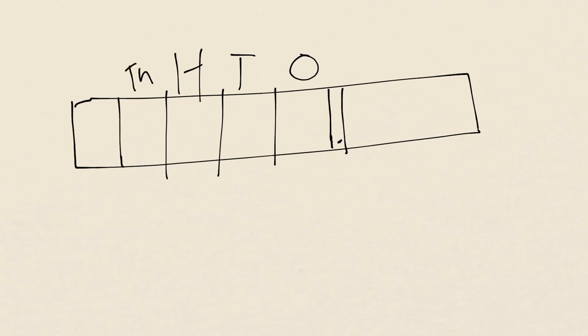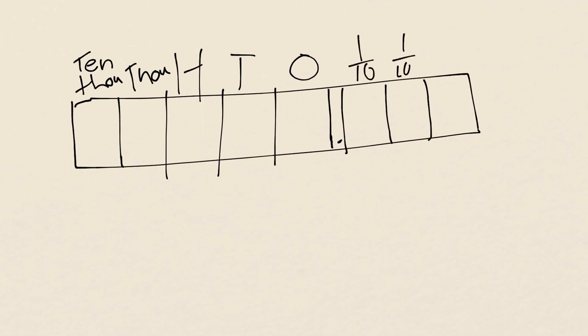Then we'd have, I don't know, I'll do th for thousands. And then all I have room for here is 10,000s. TH is a little confusing. I'm going to write this a little bit more of a clear way. I'm going to write thou for thousand. Then over here we have tenths, hundredths, thousandths. And I'm writing it as a fraction just to be quick and easy.